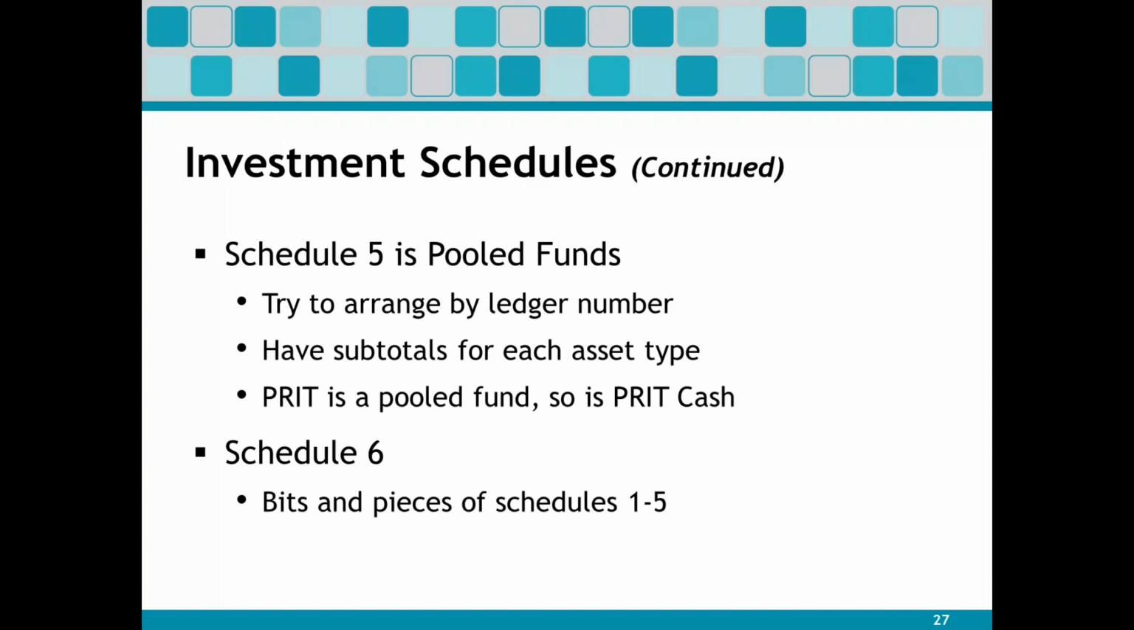Schedule 6 is 1 through 5 all together, but it's only by ledger account. I would even throw all the cash accounts together. Lots of people have been sending in their Schedule 6s with 3 or 4 cash accounts and then everyone else by ledger. I just combine the cash too.